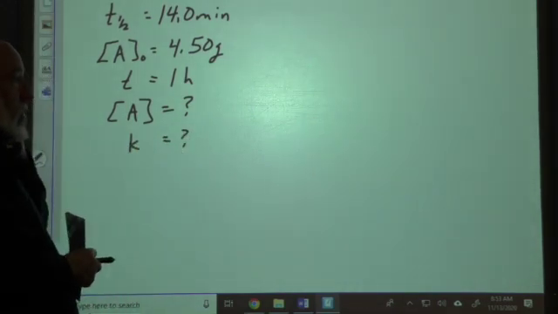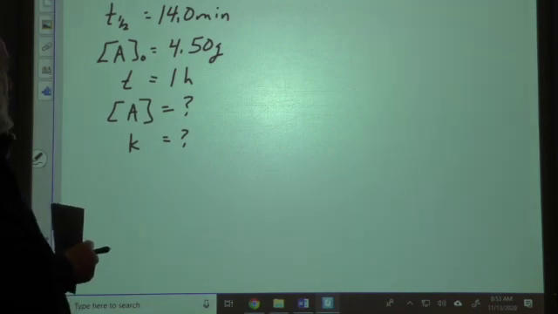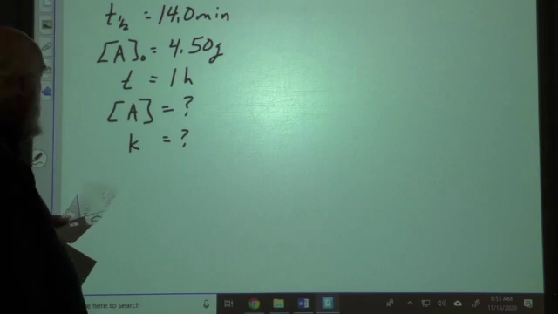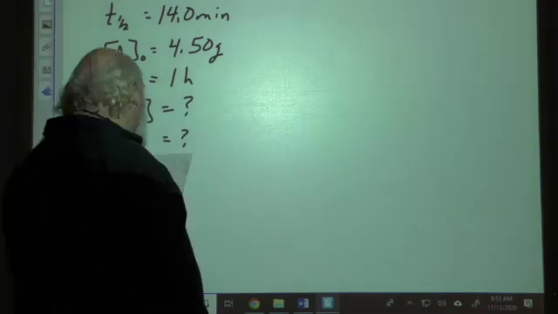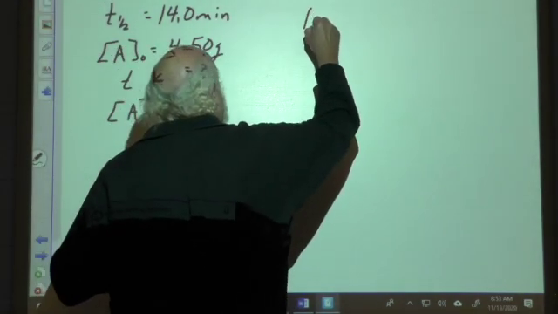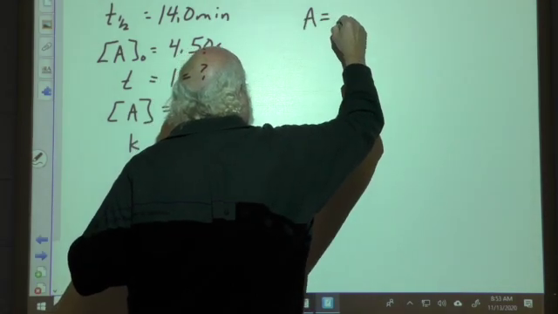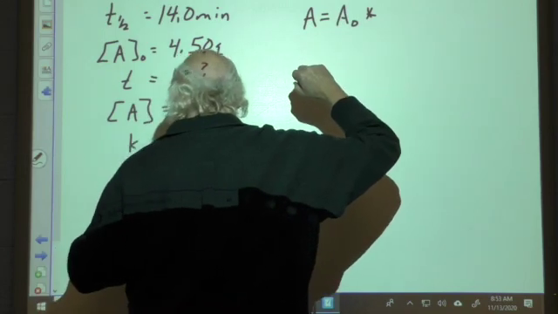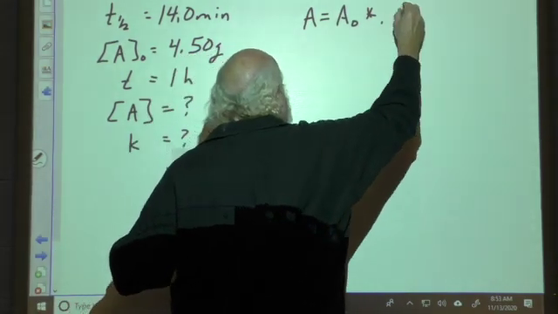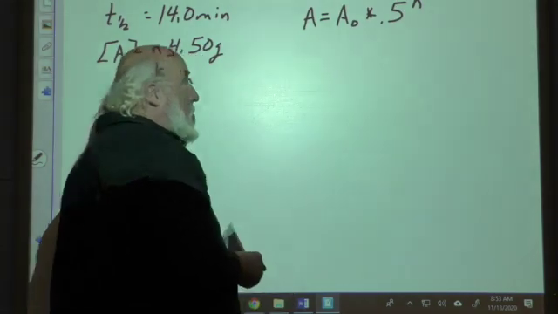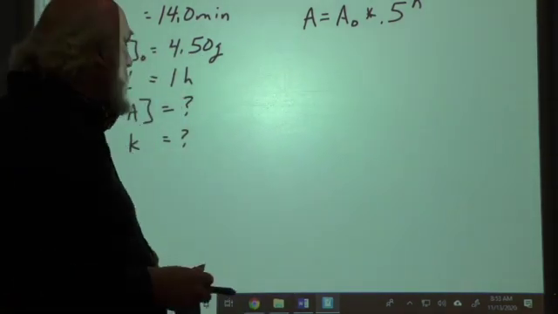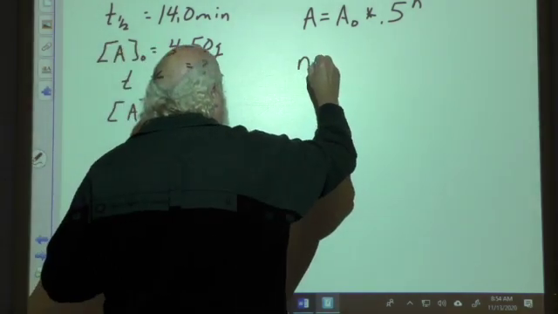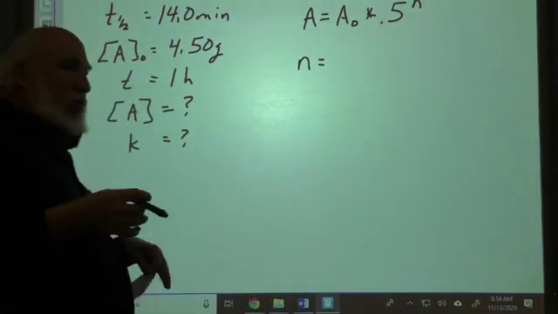So, a couple things we've got to go after. Well, let's start with the formula that we're going to be using here, which is A is equal to A0 times 0.5 to the n power, the world's worst-looking formula. We need to find out that n. The n is the number of half-lives. Well, how do we find the number of half-lives?